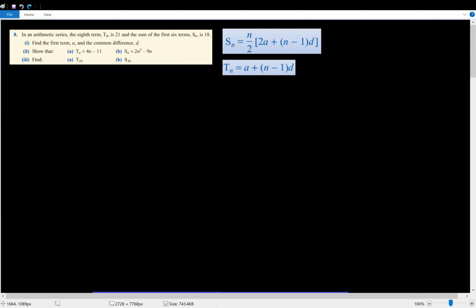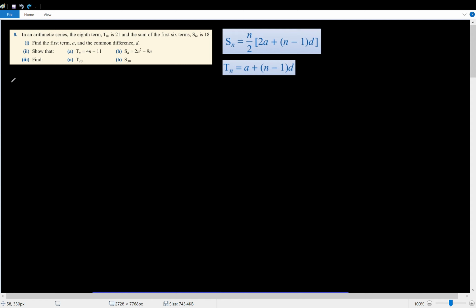We're going to be making use of the two formulae we can see here in blue. The first one, Sn, is the general term for the sum of the first n terms in an arithmetic series, and Tn, the second formula we see here, is the general term for an arithmetic sequence. We'll start off by doing the arithmetic sequence one. So our question says that T8 is 21.